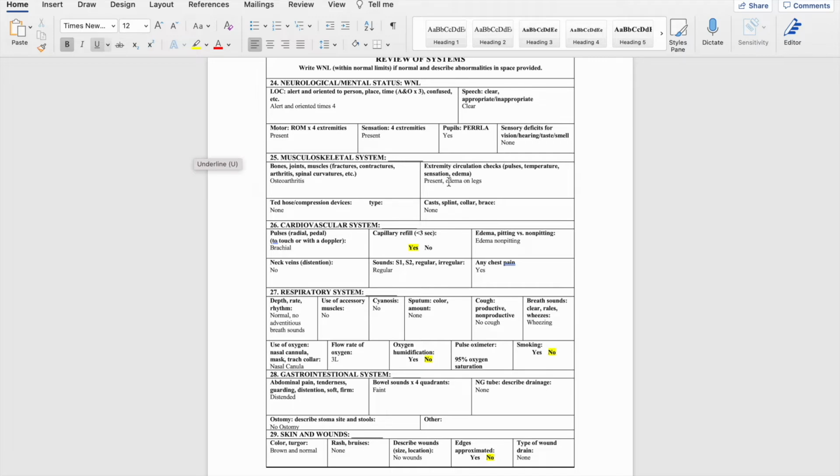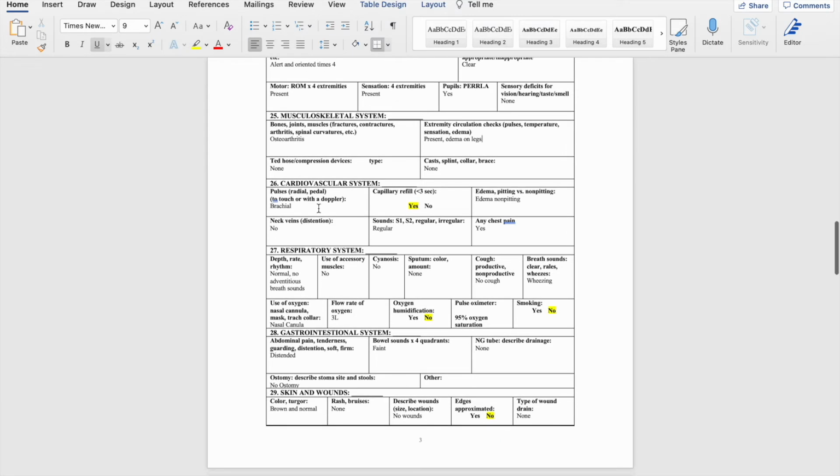And again, during the assessment phase, when we do perform the head-to-toe assessment, we note any abnormalities that the patient may have. So when I was assessing this patient, I noticed that she had a little bit of edema on her legs. So I just made a note of that right here.